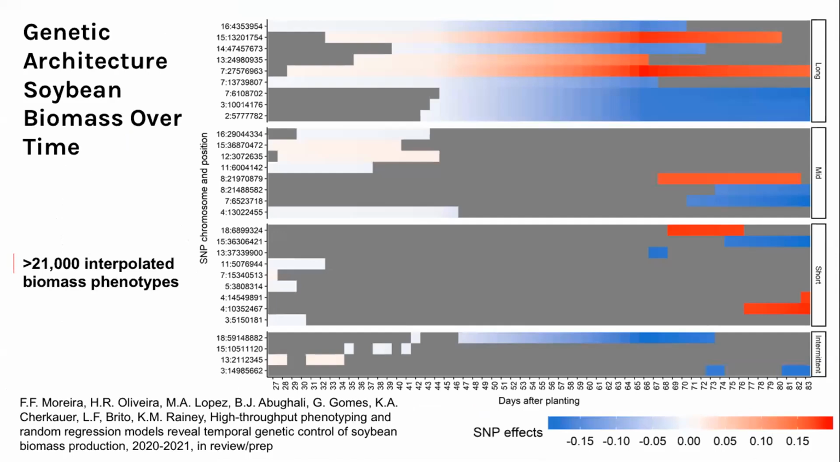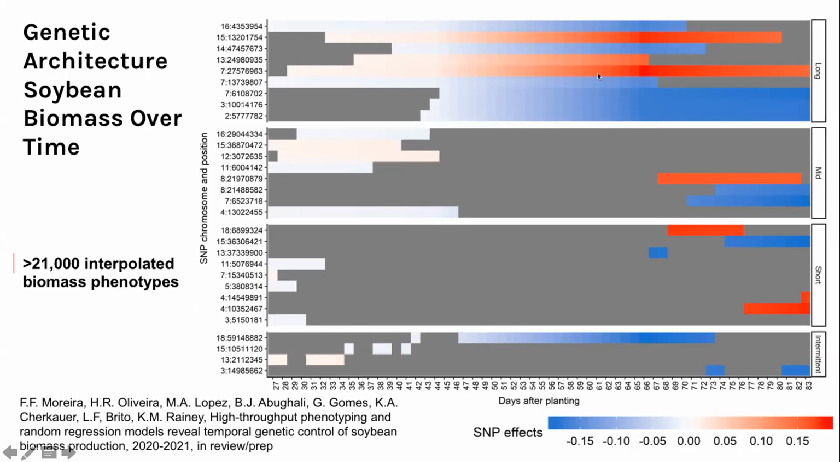My student then performed GWAS analyses using random regressions, and found SNPs that she could classify or bin into their period of effect as either long, mid, short, or intermittent, as shown on the far right. So on the left side of this figure are the individual SNPs with their location in the genome. On the bottom x-axis are the days after planting, and the far right is describing these categories.